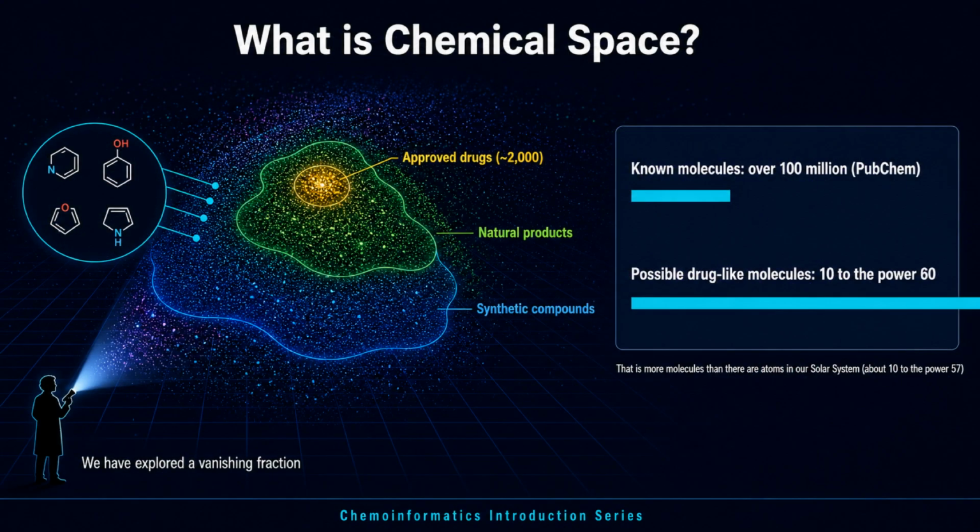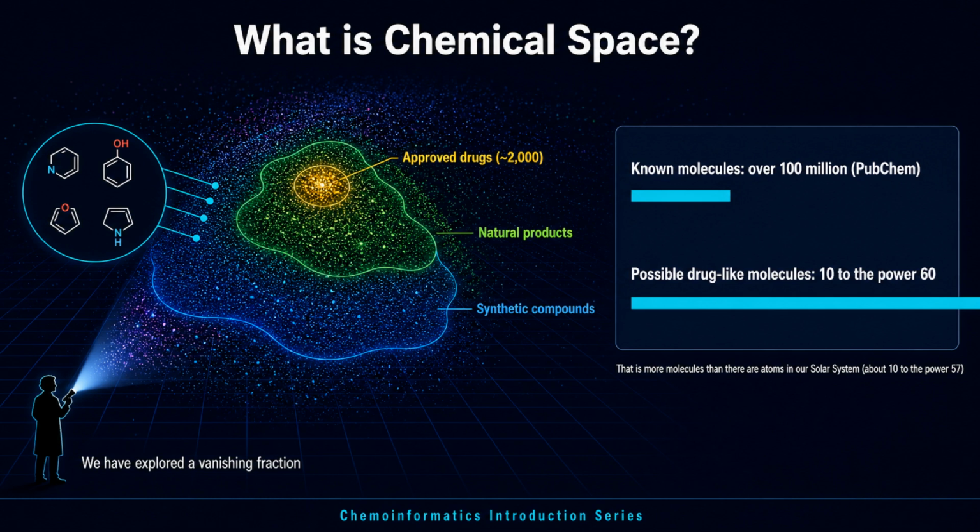Chemical space is the theoretical space containing all possible molecules. The numbers are staggering. Estimates suggest there are 10 to the power of 60 possible drug-like molecules. That is more than the number of atoms in our entire solar system, which is around 10 to the power of 57. Yet we have only characterized a little over 100 million compounds. Think of it like exploring the ocean with a teaspoon.